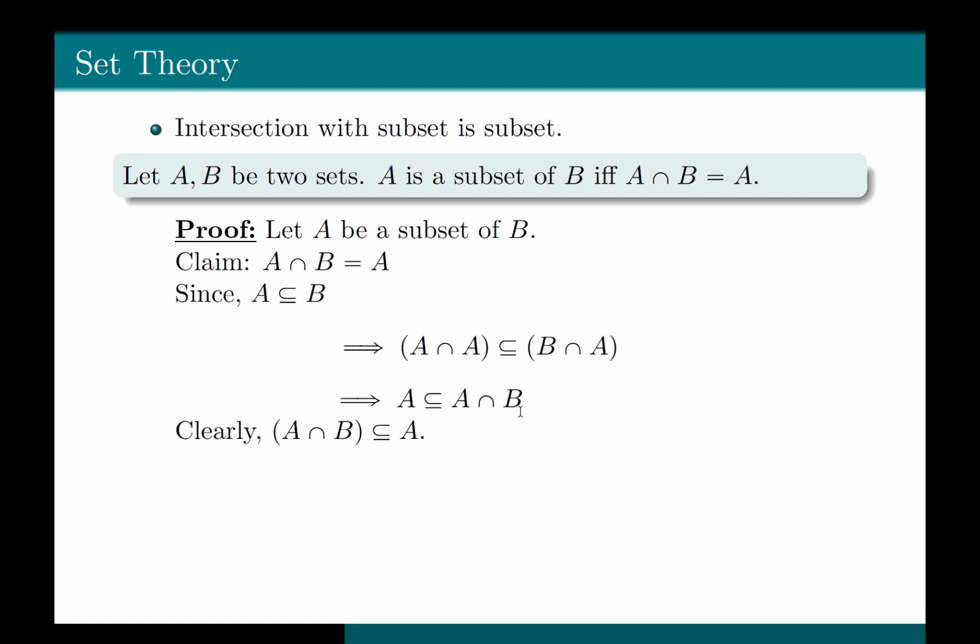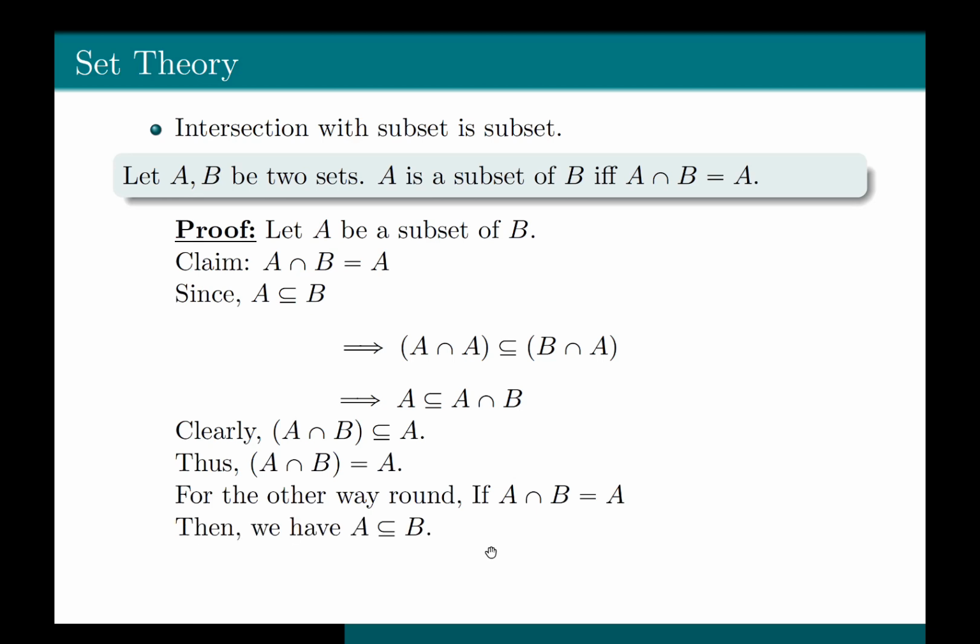We have already proved it. So now we have both the conditions: A is a subset of A intersection B, and A intersection B is a subset of A, and thus we have that A intersection B is equal to A. Awesome. Now for the other way around, what do we do? We assume the condition that A intersection B is equal to A, and we have to prove that A is a subset of B.